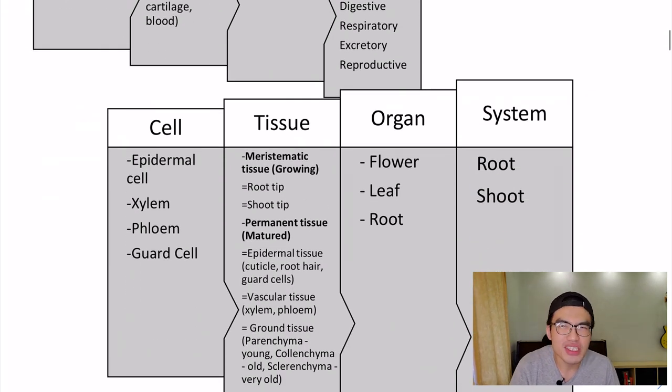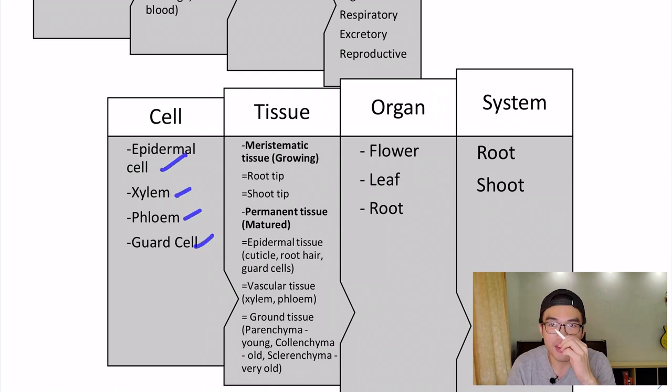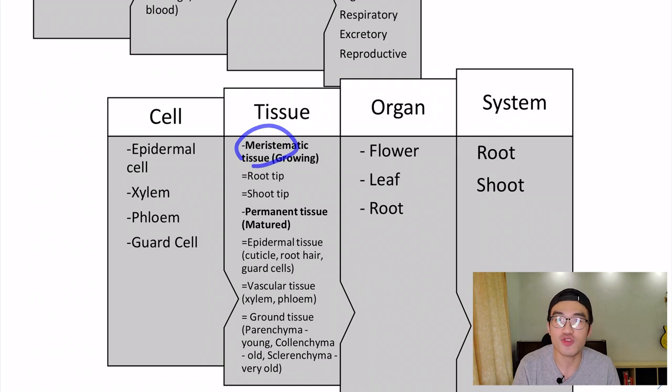Plant is a bit simpler, and I don't really like to talk much about plants because they are not very common in your exam. So you have your cell, you have your epidermal cell, xylem, phloem, and guard cell. I'm sure you recognize most of them. And then tissue. For plants, you have two types of tissue. You have meristematic tissue, meaning the growing tissue, I like to call it. Permanent tissue being the mature tissue means they won't grow anymore.